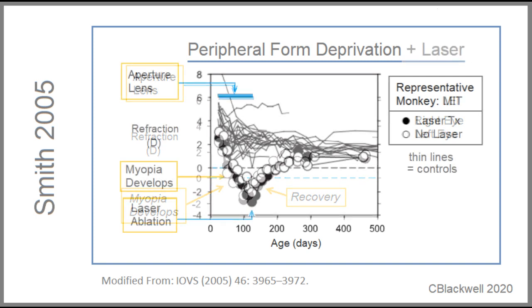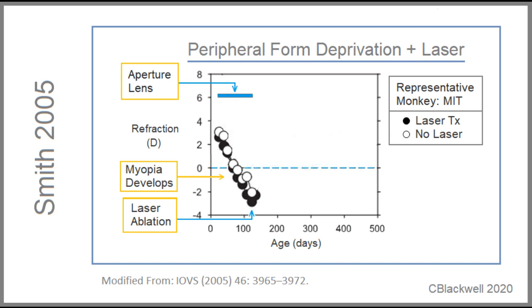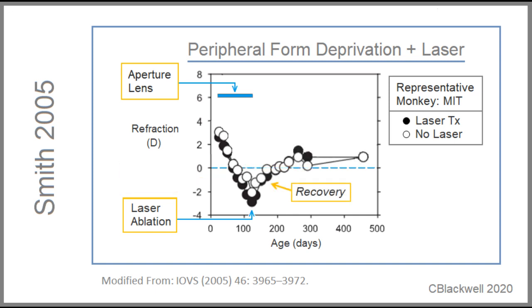The researchers took this experiment one step further. After the aperture lenses were removed, in this subgroup they used a laser to ablate the fovea. We again remove the control lines for clarity. With the aperture lens, myopia develops as we have seen. So what happens if you now ablate the fovea? Without central vision, can the eye still find its way back to emmetropia? The answer is yes. Without the fovea, the eye still recovers to emmetropia.